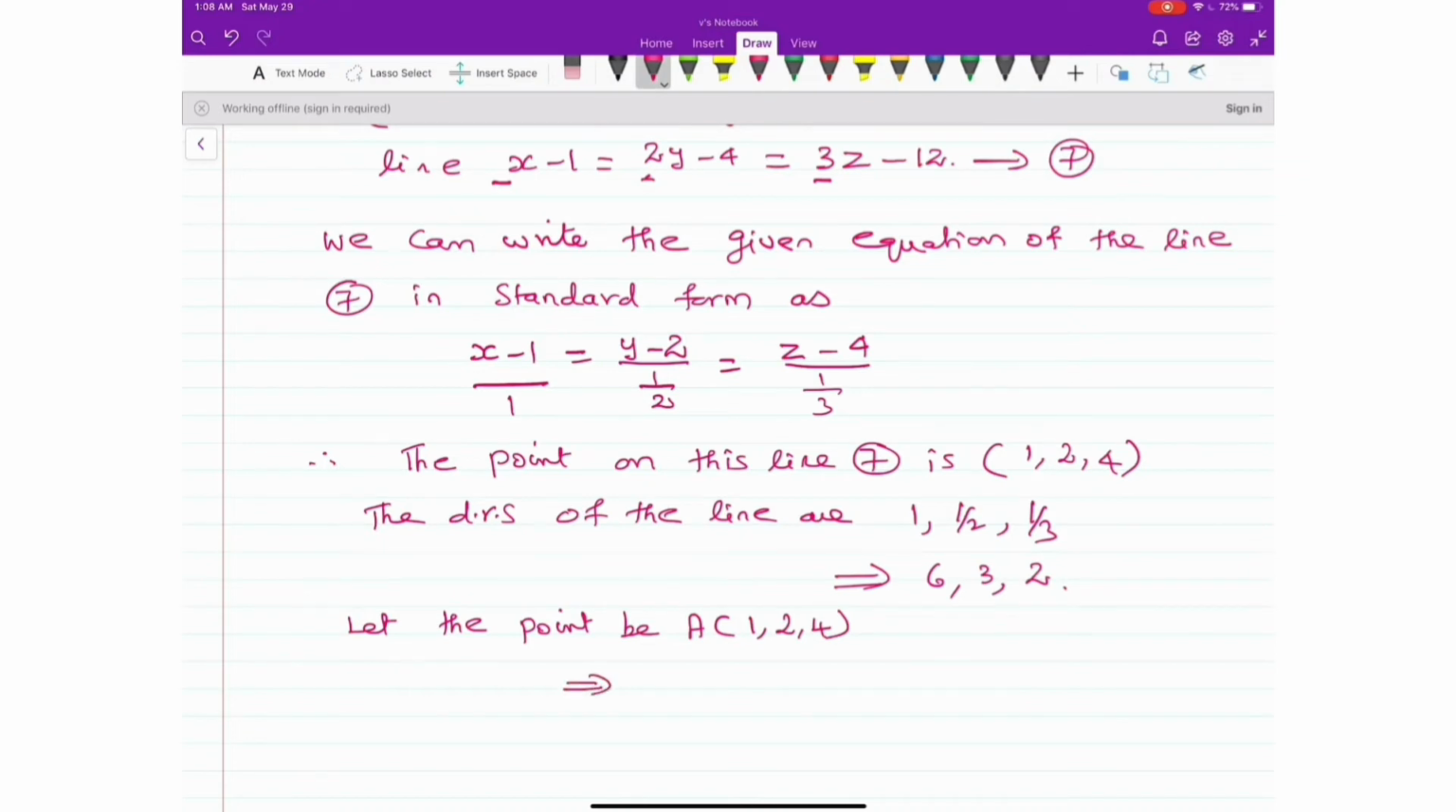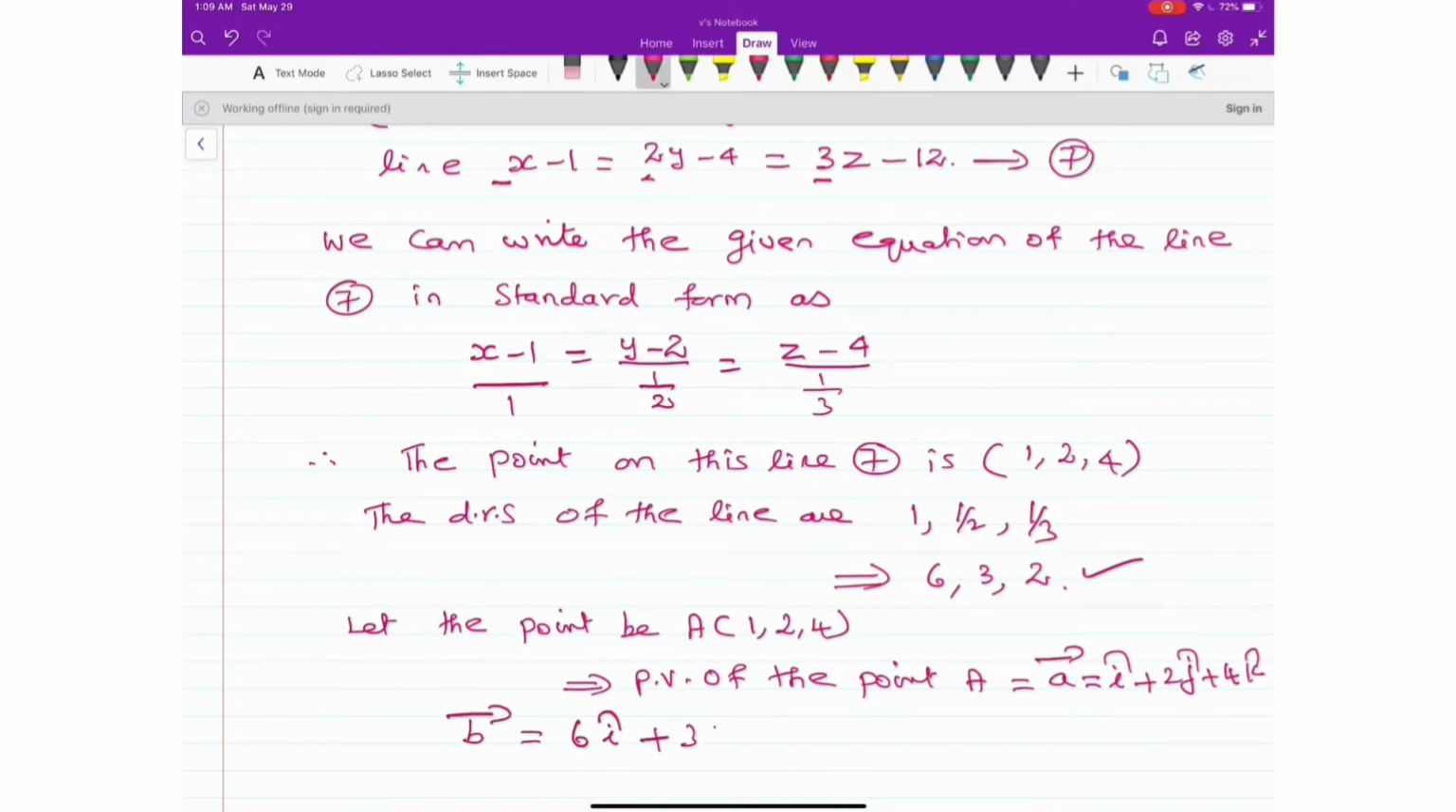This implies the position vector of the point A is, vector A is equal to i cap plus 2j cap plus 4k cap. Okay, I am writing everything in vector form. DRs of the parallel direction I know, that is 6 3 2. I can write that as vector B is equal to 6i cap plus 3j cap plus 2k cap.